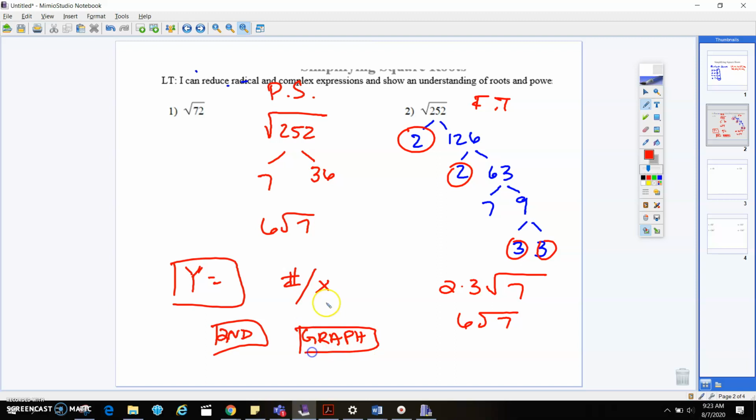And again, I would know this by heart. Please don't ask your teacher while you're taking a test, hey, how do you? No, you need to know this, okay? So this is your cheat code. Have it memorized. This gives you the factors for anything that's underneath the radical.